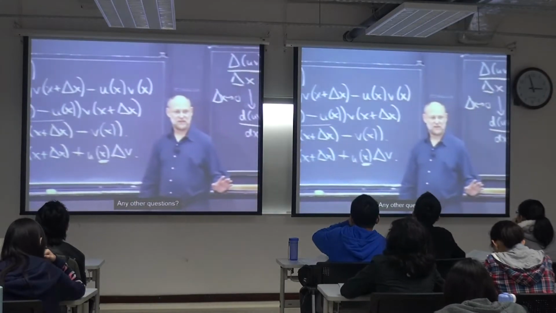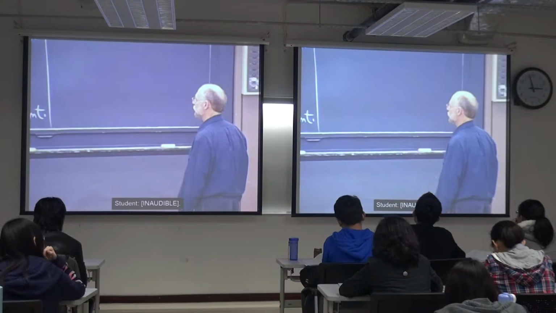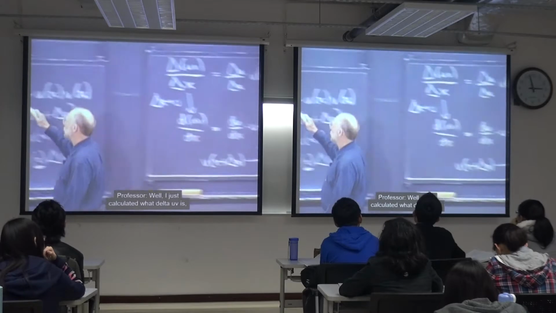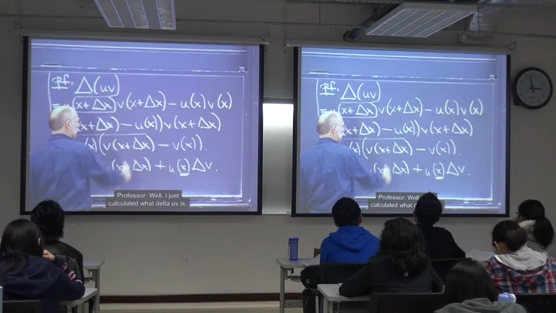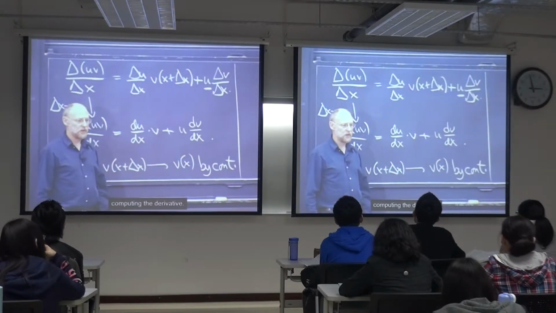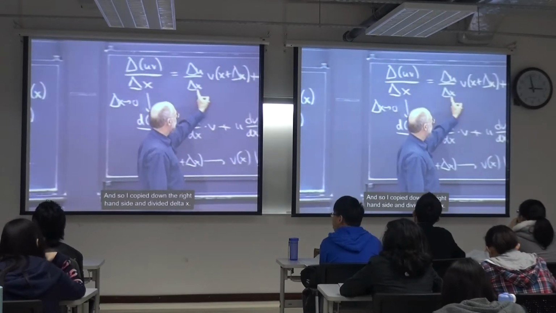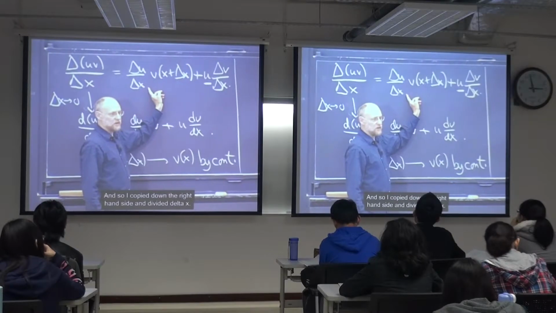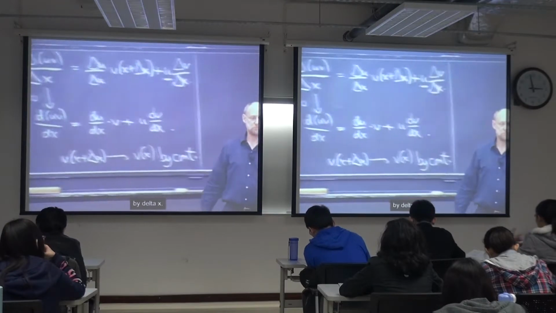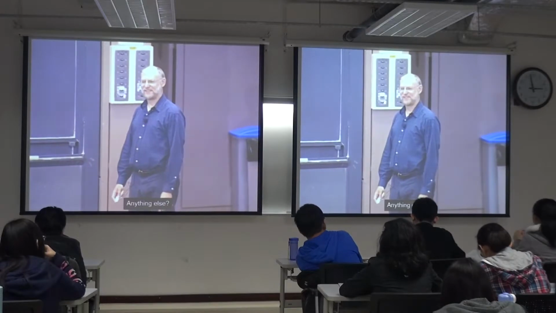Any other questions? Yes? Well, I just calculated what delta uv is, and now I'm going to divide that by delta x. I'm going to really compute the derivative. And so I copied down the right-hand side and divided by delta x. I just decided to divide the delta u by delta x and the delta v by delta x. Good. Anything else?